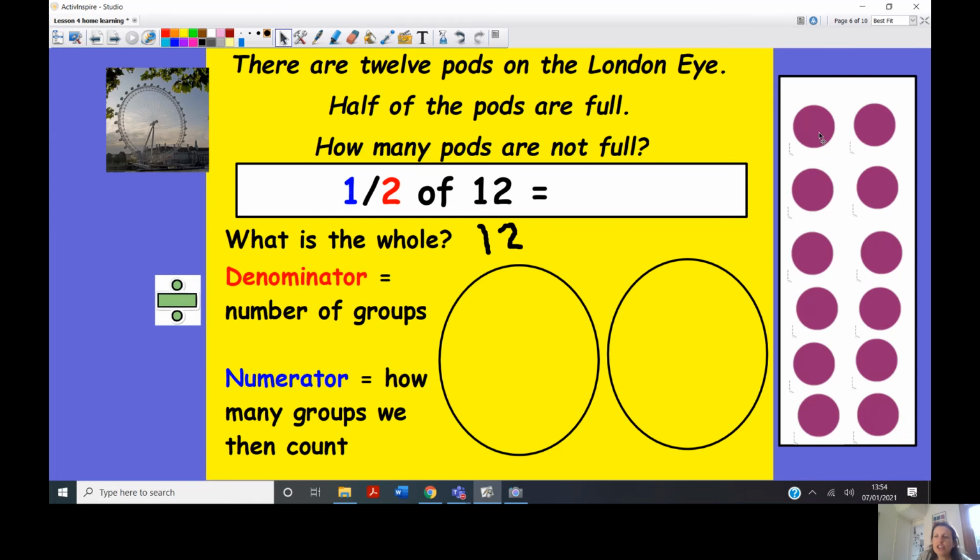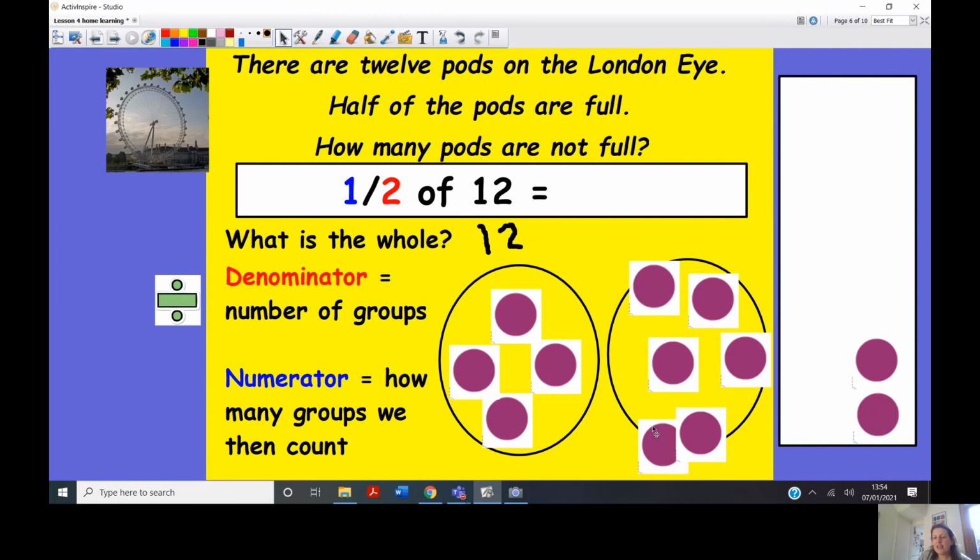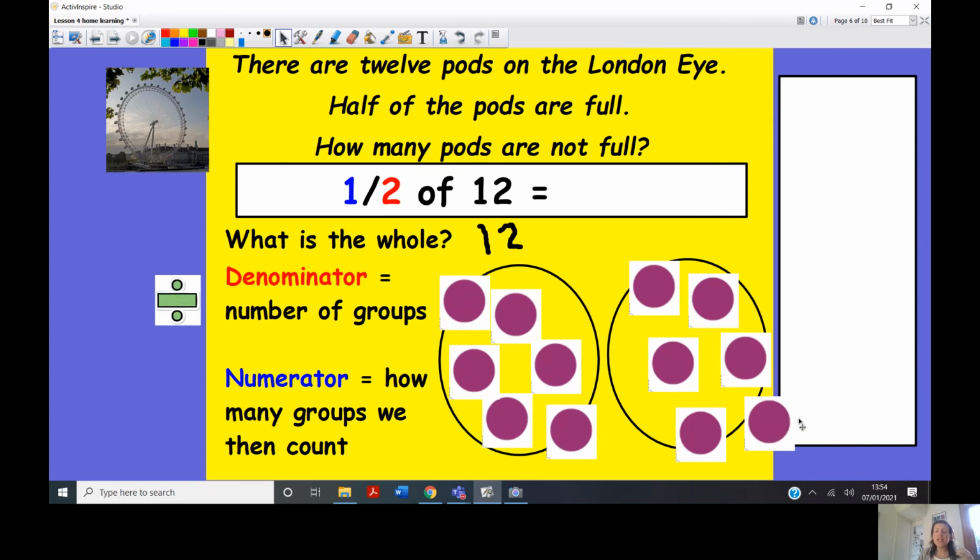Now we haven't got pods here, so I'm going to show dots. 1, 2, 3, 4, 5, 6, 7, 8, 9, 10, 11, 12. So I split my 12 pods between 2 equal groups. I have divided 12 by 2. Again, I've even put the division sign for you here. They are very closely linked.